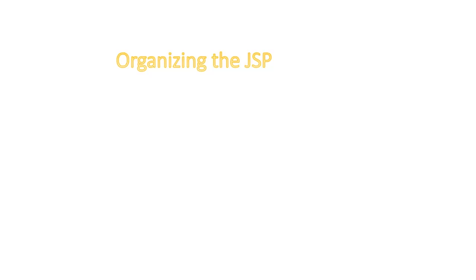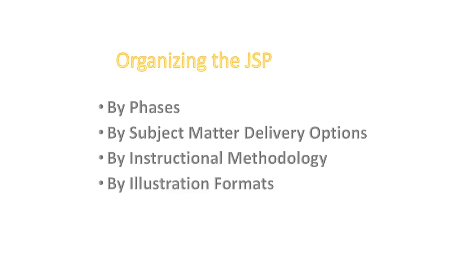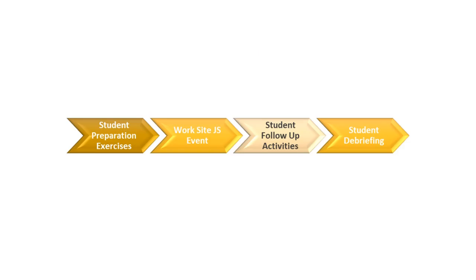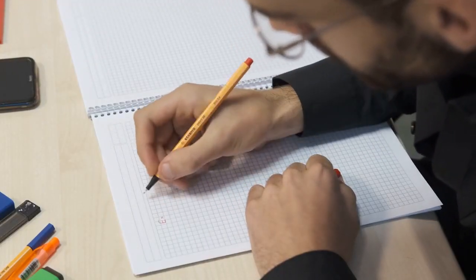In order to make the most of your company's resources, including time, all that you want to cover and they want to learn needs to be organized into phases, subject matter delivery options, instructional methodology, and illustration formats. Here is a recommendation of the various phases to format as a part of structuring the job shadowing program. Let's start with the student preparation exercises.